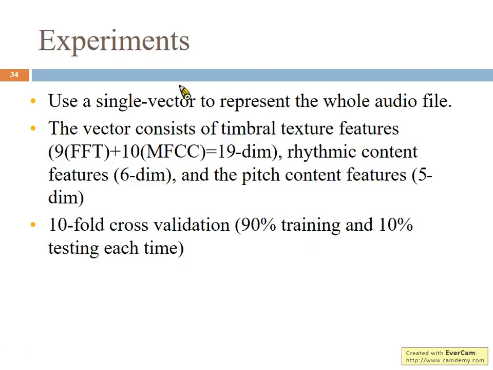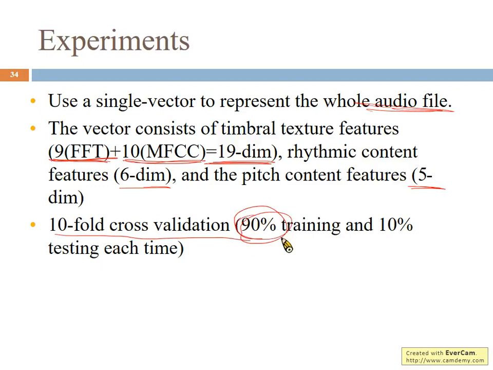To do the experiment, they use a single vector to represent the whole audio file. This vector consists of timbral texture features, including 9 FFT based features and 10 MFCC features. So this is 19 dimensional. And also rhythmic content features, 6 dimensional, and the pitch content features, 5 dimensional. Okay. And then they do tenfold cross validation. That means 90% of data are used for training, and 10% of data are used for testing.